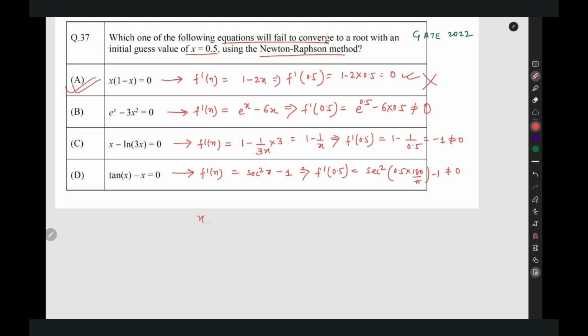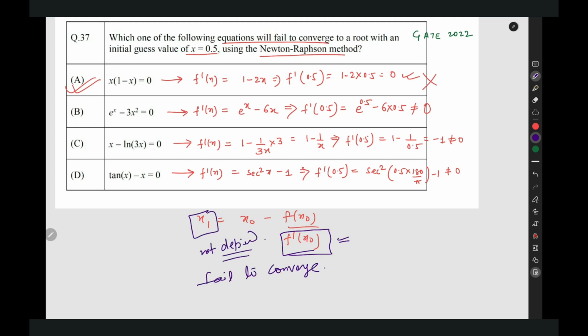The formula is x1 equals x naught minus f of x naught divided by f dash of x naught. So here in the denominator, the differentiation is coming to 0. So the whole x1 will become not defined, so it will fail to converge. So option A is correct. Moving to the next question.